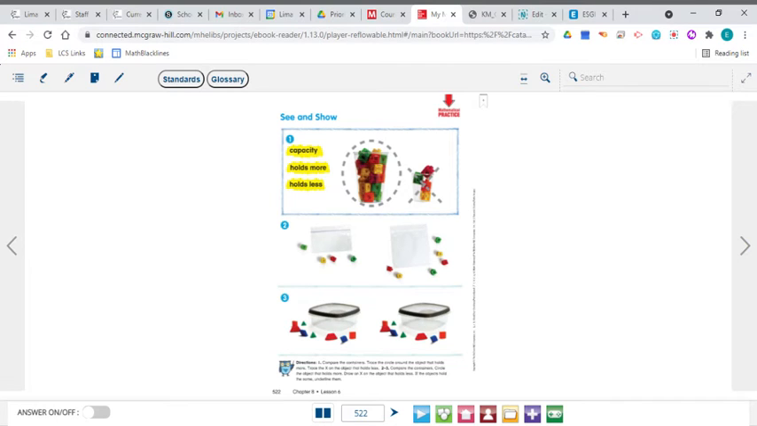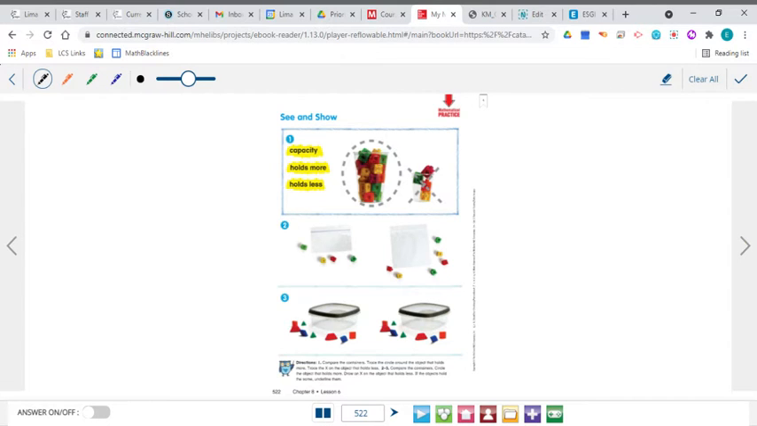So we have compared height, we've compared length, we've compared weight. And today we're going to compare something different. We're going to compare capacity. Capacity just means how much something can hold. So our vocabulary will be the word capacity and holds more and holds less. All right. So capacity is just the amount of stuff you can put into something.